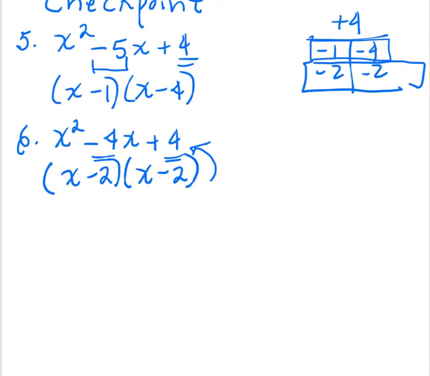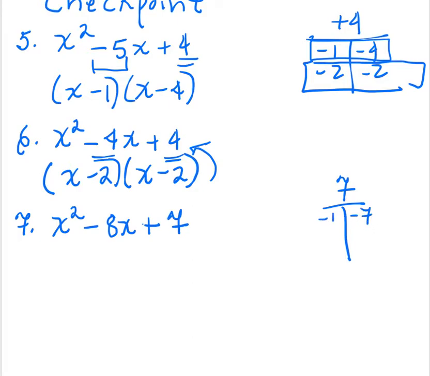All right, so let's do number 7. x squared minus 8x plus 7. I'm looking for factors of positive 7, right, that will combine into negative 8. Well, 7's prime, so my choices are really just negative 1 and negative 7. That combines into negative 8. So I know this is going to factor into x minus 1 times x minus 7.